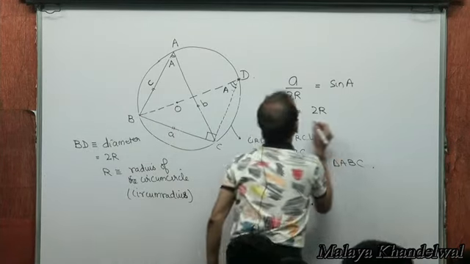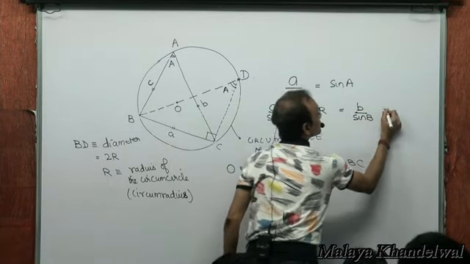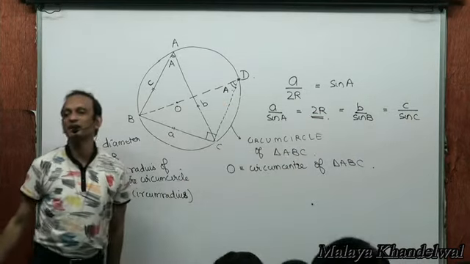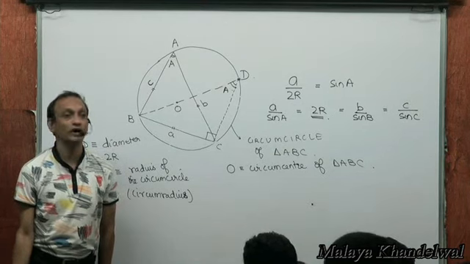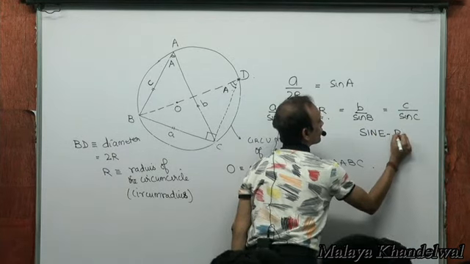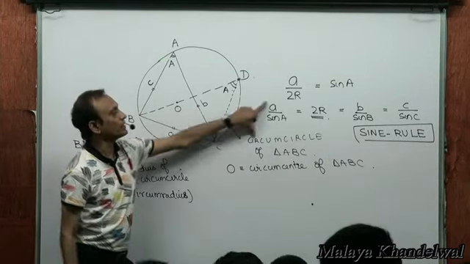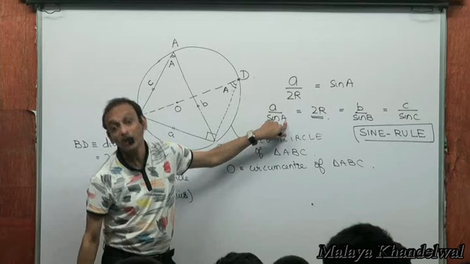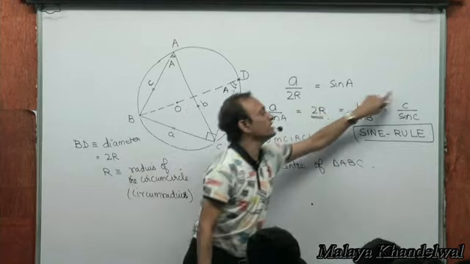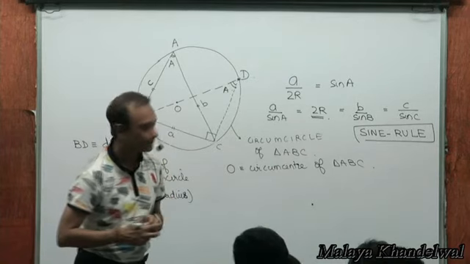That means a by sine A is b by sine B is c by sine C. Each will be equal to twice the circumradius of the triangle. This rule is called the sine rule. Each side of the triangle is proportional to the sine of the angle opposite to it. Any side divided by the sine of the angle opposite to it will be equal to twice the circumradius of the triangle. Yes or no? Right?